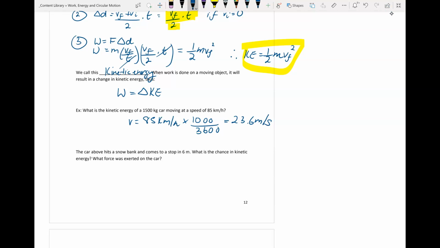Okay, the next step is putting this into our formula for kinetic energy. So our mass is 1,500. Our velocity is 23.6 meters per second. So our kinetic energy is 4.2 times 10 to the power of 5 joules.